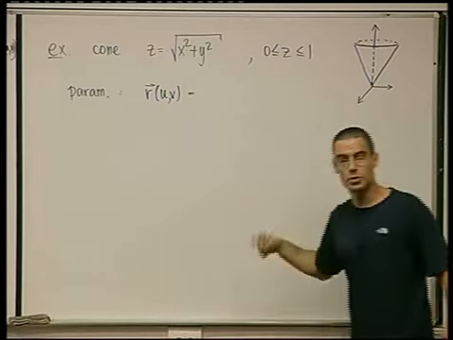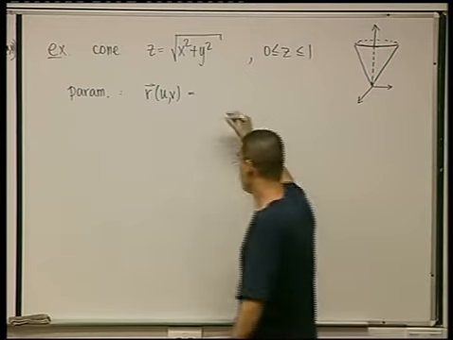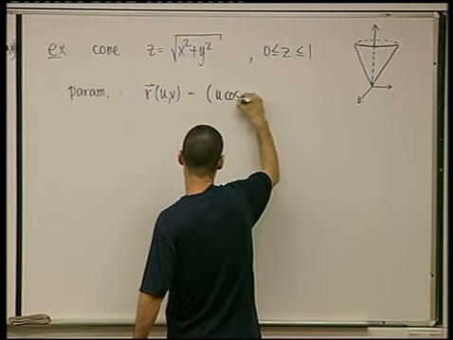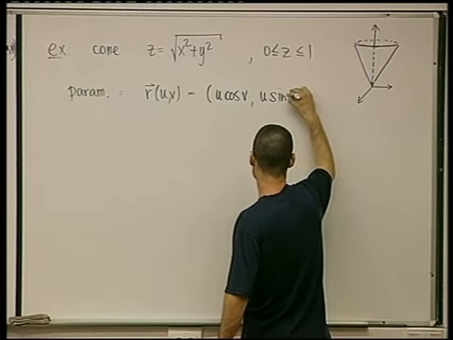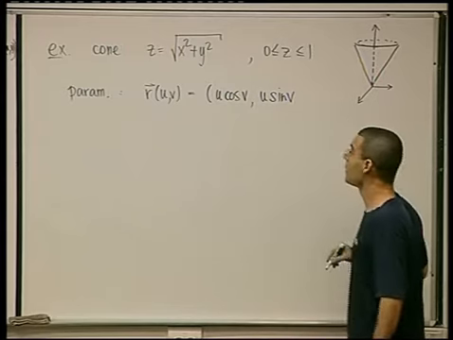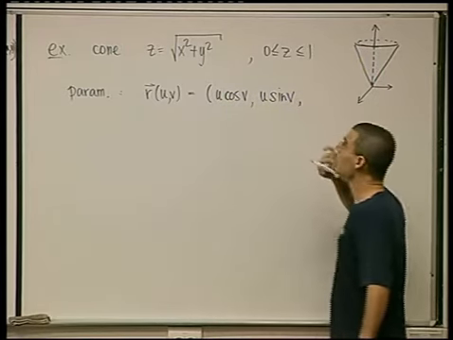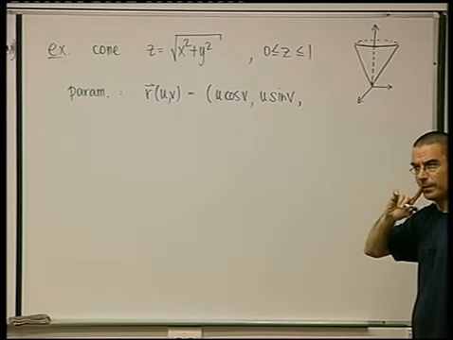Previously it wasn't U and V, we called it rho and theta, or rho and phi, I don't remember. So it's going to be U cosine V, U sine V, and what is Z going to be? What is the Z component?